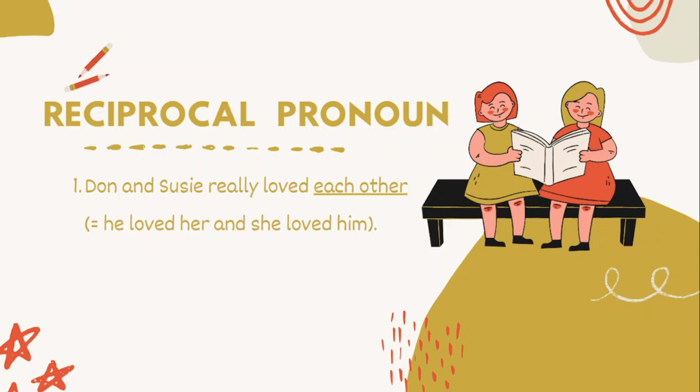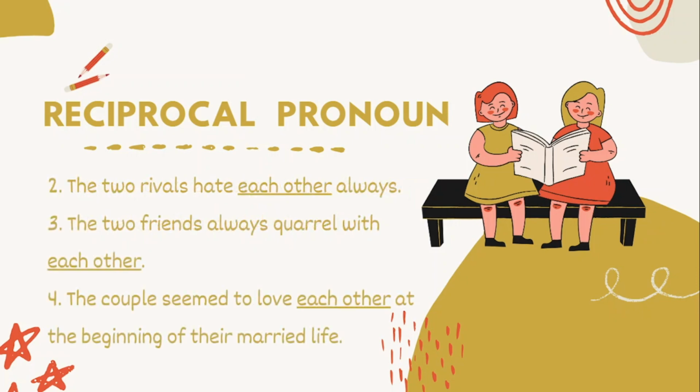Observe it. Now let us see the next example. Second one. The two rivals hate each other always. In this sentence, the two rivals subject, hate main verb 1. The sentence is in present simple active voice. Each other is written in the place of object. What is object? You have been taught in the previous videos. Please check once. What is the meaning of this sentence?